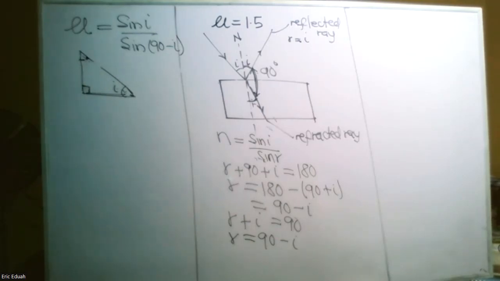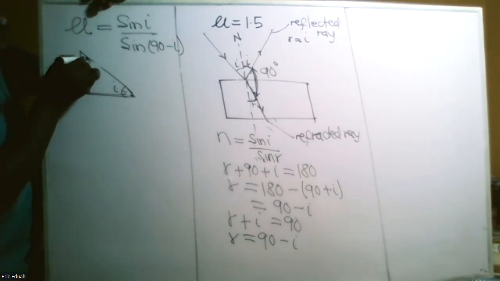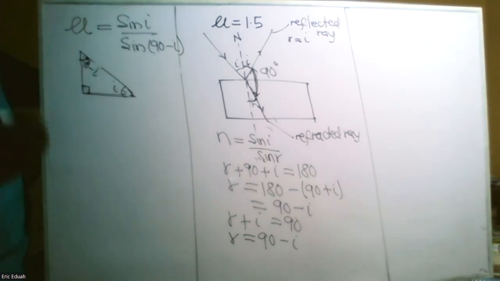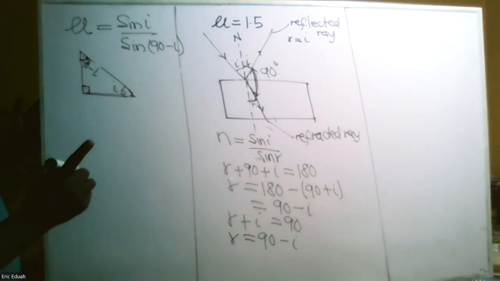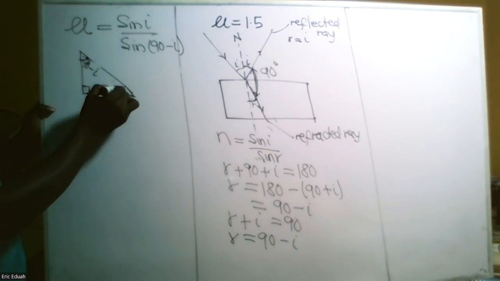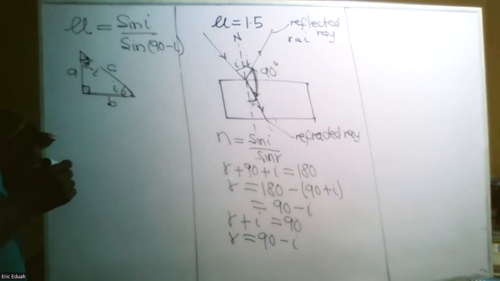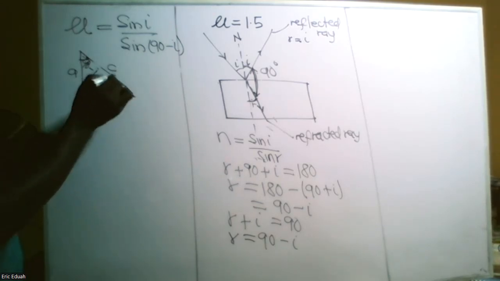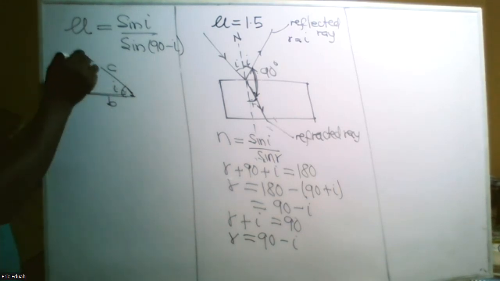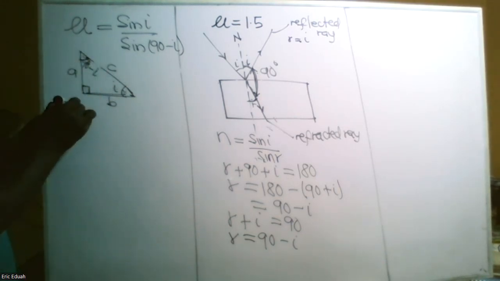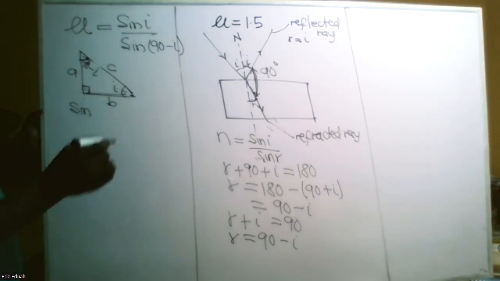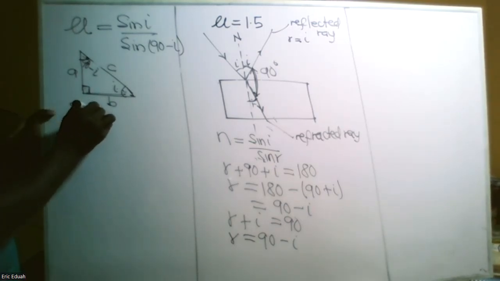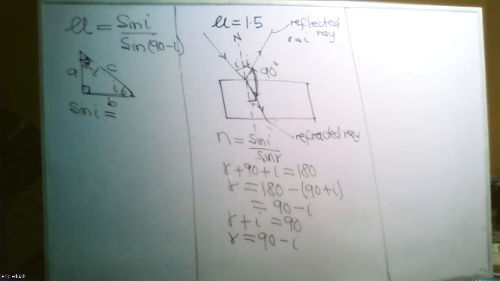So this is 90 minus I. Now look at something. If we take, assuming this is A, B, C, let's find sine of this and cos of this. When we finish, we find sine of this and cos of this. Marvelous, what will be sine I?